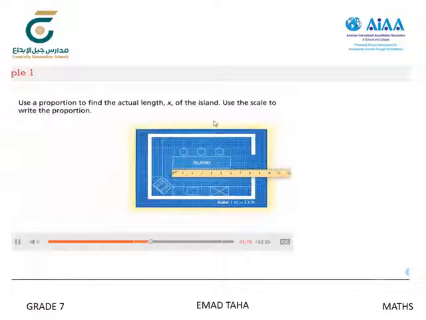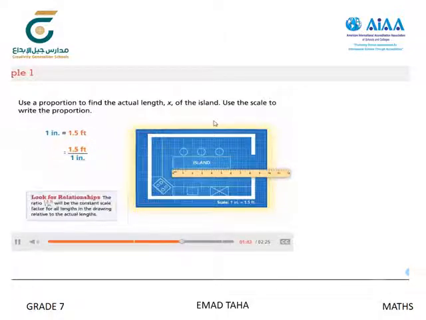Another way to solve the problem is to use a proportion to find the actual length, x, of the island. Use the scale to write the proportion. 1 inch on the blueprint equals 1 5/10 feet on the actual kitchen. Divide both sides of the equation by 1 inch to show the ratio 1 5/10 feet to 1 inch. This ratio will be the constant scale factor for all lengths in the drawing to the actual lengths.